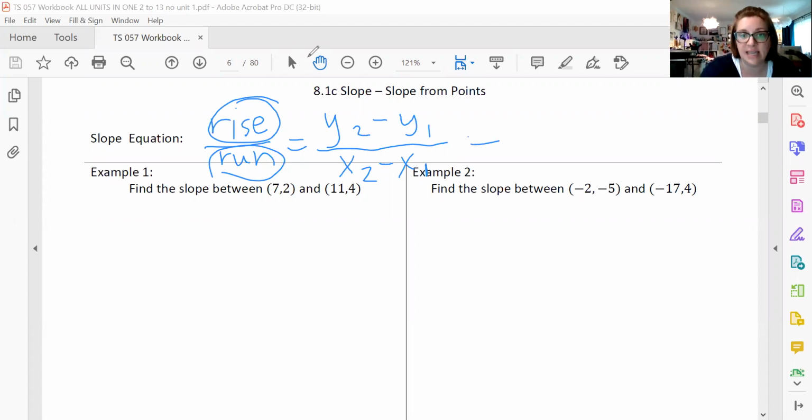And you'll often see that M equals this whole formula. That's because M, the lowercase letter M, means slope. We'll be dealing with more equations in the future, and if you see an M, especially in this unit, it means slope.